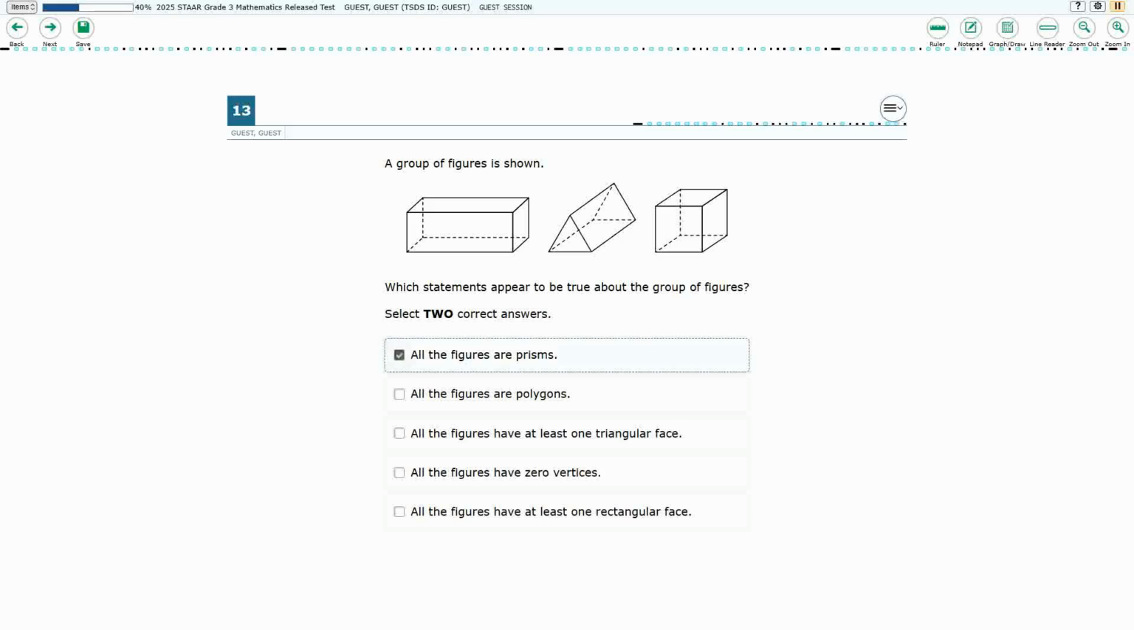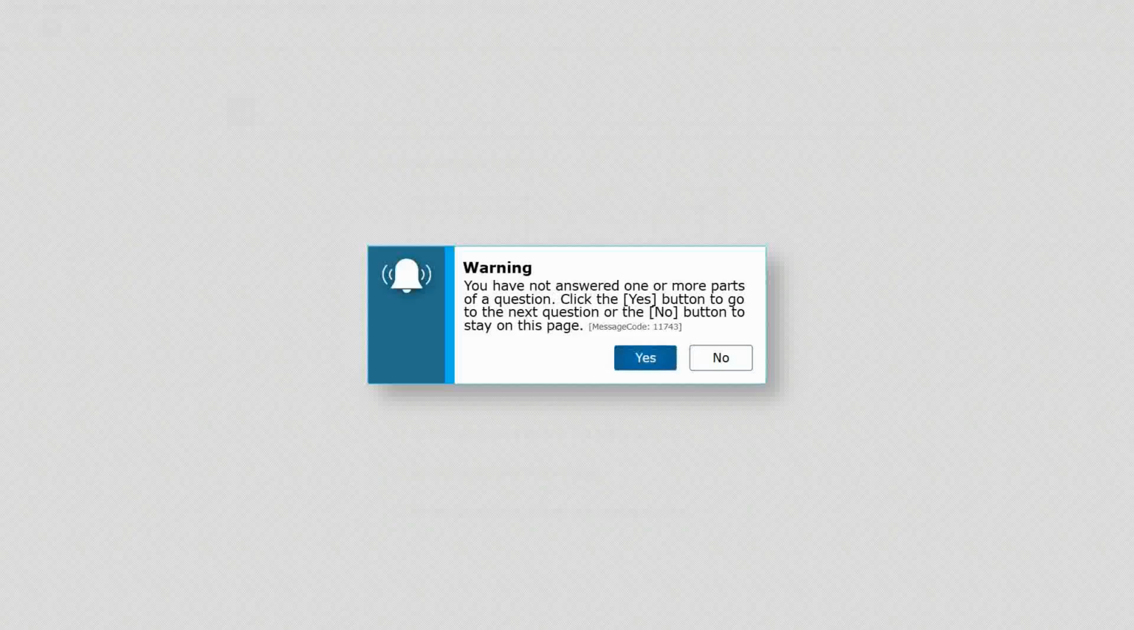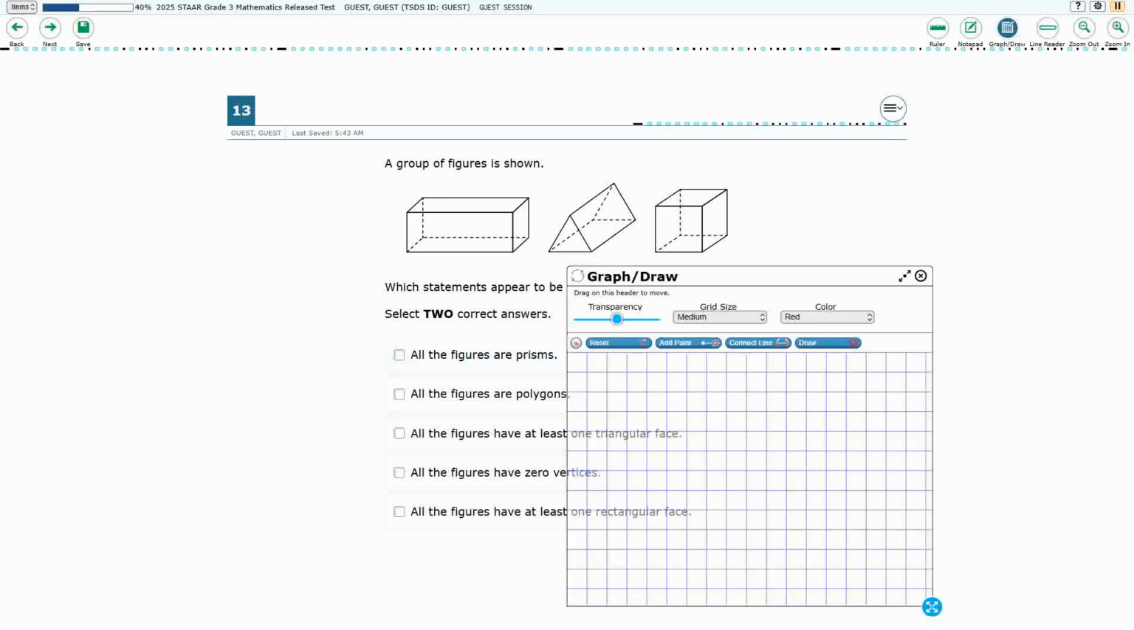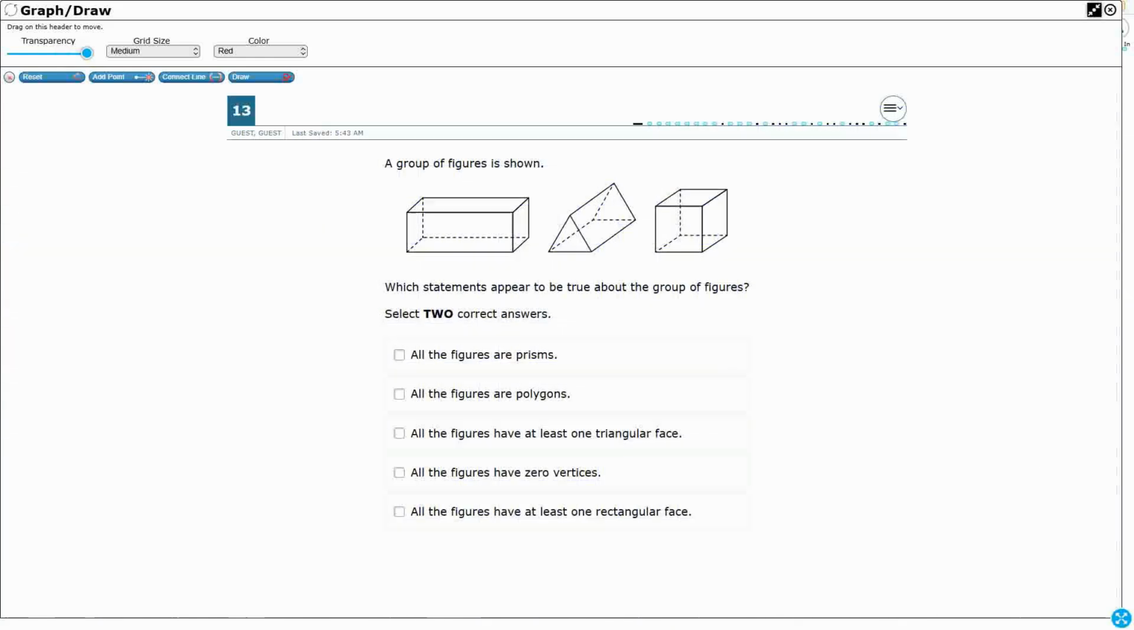So we need to select two correct answers. You notice if I select the first two, I cannot select a third. It's impossible. And if I only select one and try to move on, it is going to give me a warning saying you have not solved the entire problem. So let's make sure we get both answers because this is a 2-point problem, one for each correct answer. So we need to find a statement that is true about the group of figures.